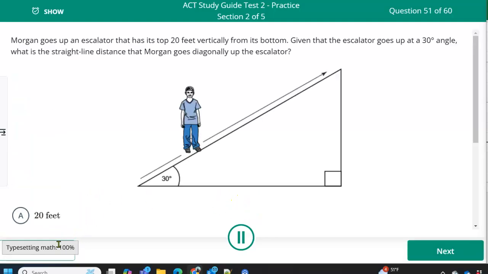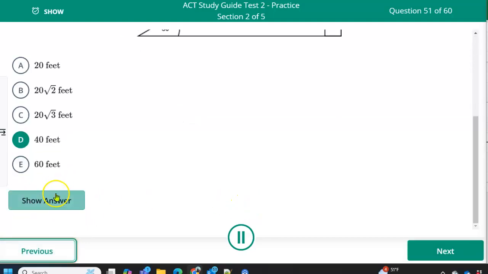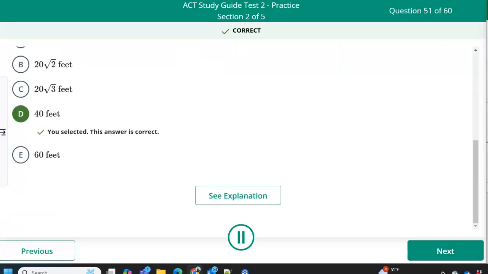Wait, I didn't check the answer. 40. Okay.